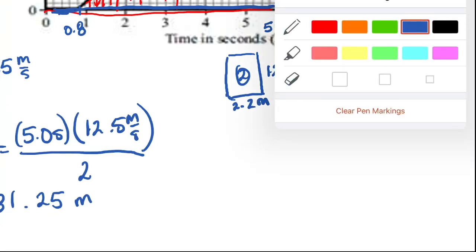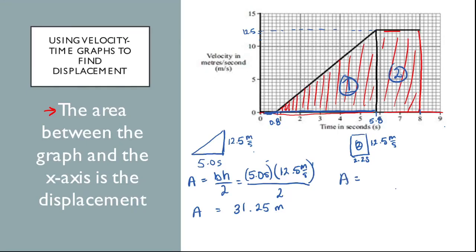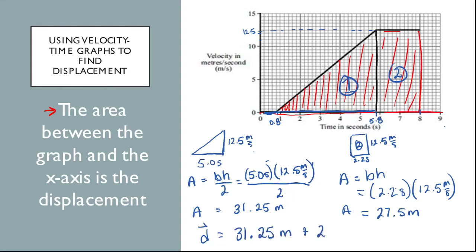Nope, never mind, seconds. Okay, so let's find the area of this, and this is just a rectangle, so it's base times height. So the base here is 2.2 seconds, and the height is 12.5 meters per second. And what we get is 27.5 meters, and then to find the full displacement, we just add those together. So that gets us that the total displacement is 58.75.